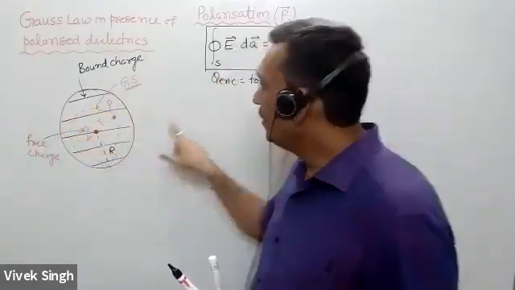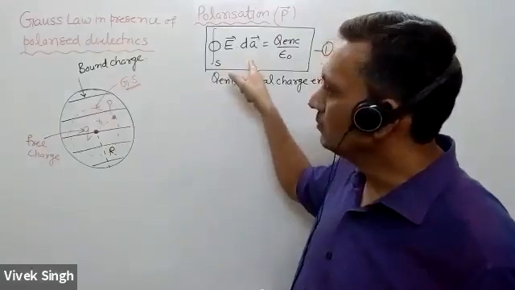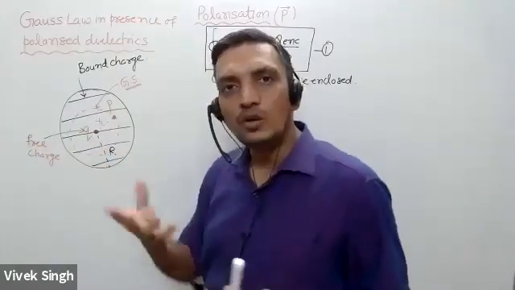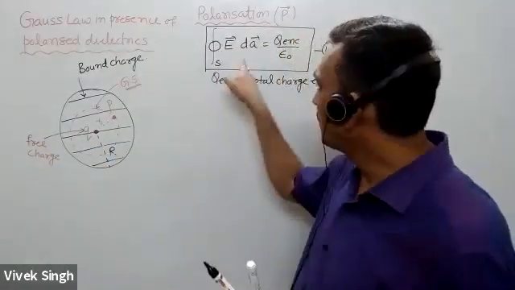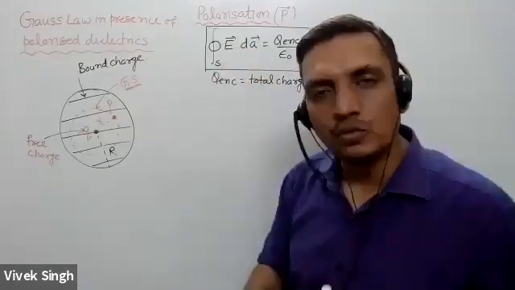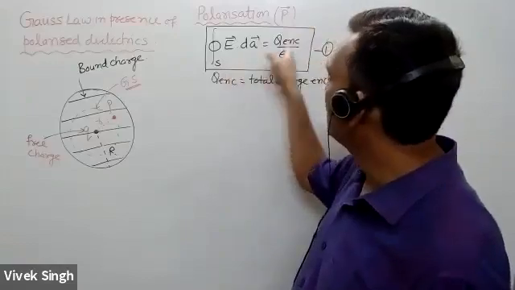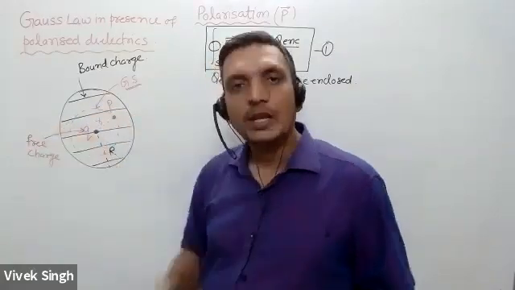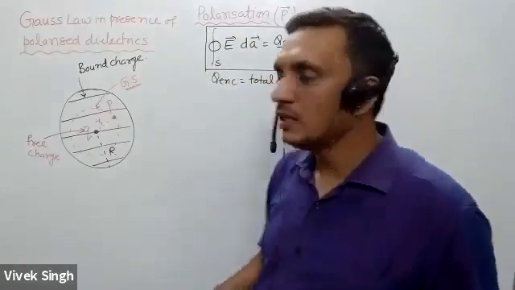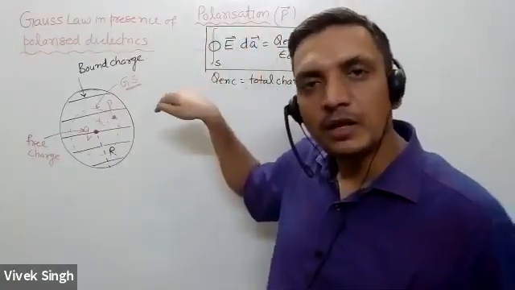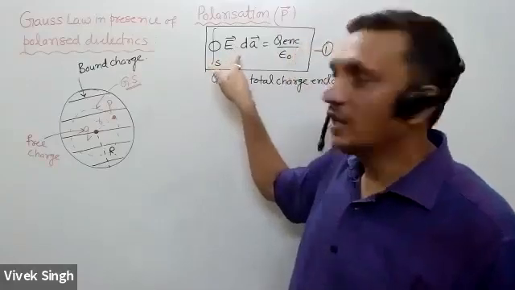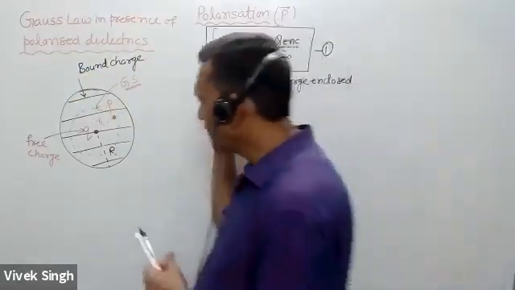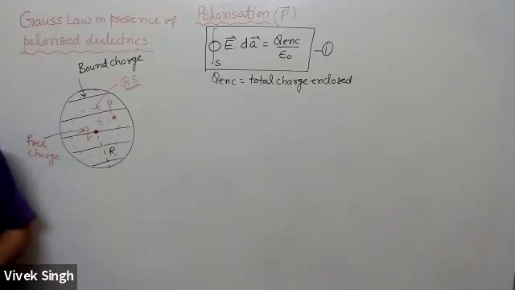So now you can see, for actual field, can you use this equation? Because in the Gaussian surface, you know only free charge, you don't know bound charge. So for actual field, you cannot use equation 1 because you don't know bound charge. If you know bound charge, then you can use this equation, because Q enclosed must be free charge plus volume bound charge within the Gaussian surface. So in this particular case, we don't know bound charge, so you cannot use equation 1. And for that, we have to modify this equation. That modified equation is Gauss law in presence of polarized dielectric. So let us see how to modify this equation.